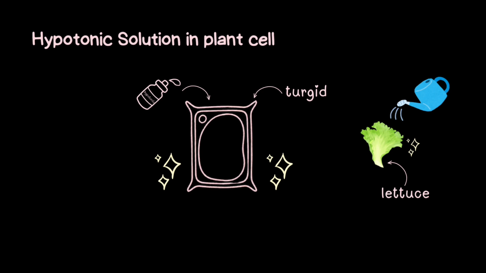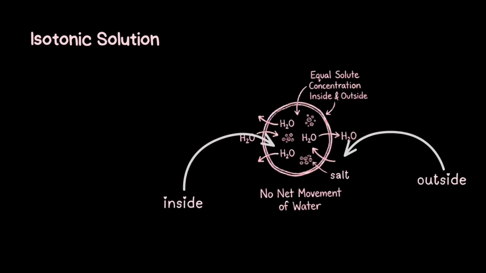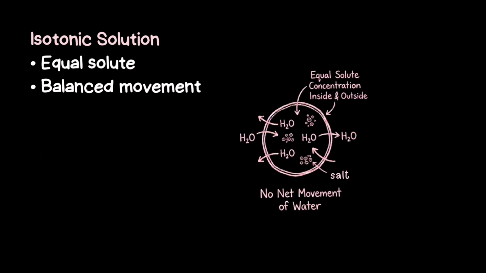Now let's move to the balanced condition called an isotonic solution. An isotonic solution means the inside and outside of the cell have equal solute concentration. Because of this, water moves in and out of the cell at equal rates. This is called dynamic equilibrium, where water is still moving across the membrane, but there is no overall net change. As a result, animal cells, or cells in general, stay normal. Meanwhile, plant cells become flaccid, meaning soft and not fully firm.